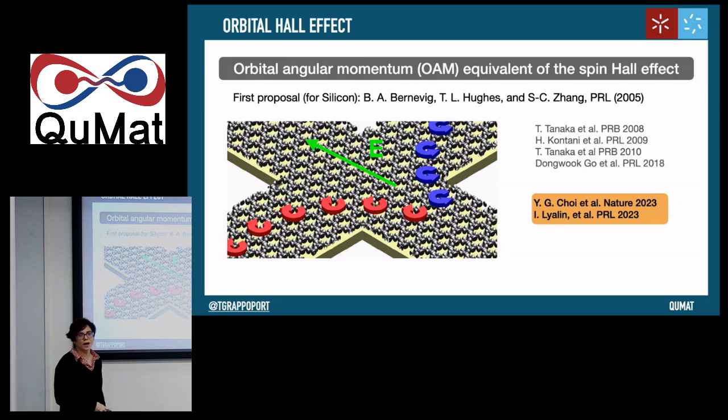You don't need spin orbit coupling for the orbital Hall effect. The spin orbit coupling can be 0. In fact, what plays the role of the spin orbit coupling here is the crystal field and the hybridizations that you have between orbitals that come from breaking symmetries, for example.